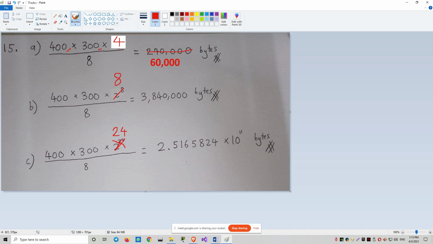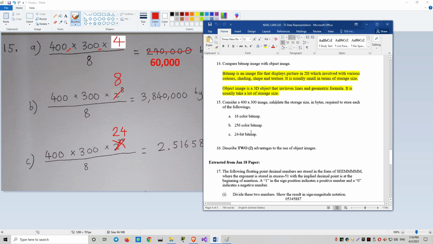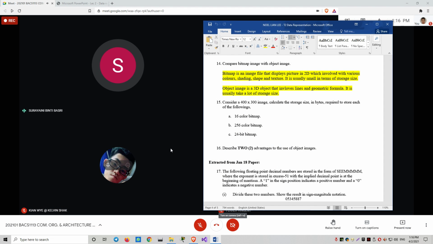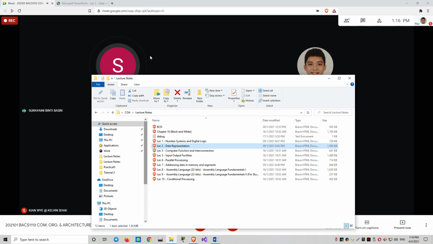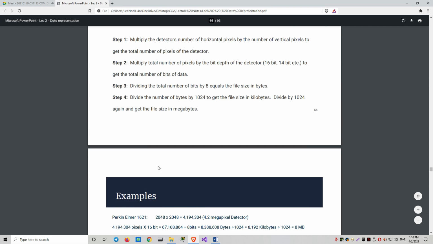Okay. So question number 16, I think we can leave it because the answer is already shown here. Describe two advantages of the use of object image. Just refer back to our slide. So that's the advantage of the object image.